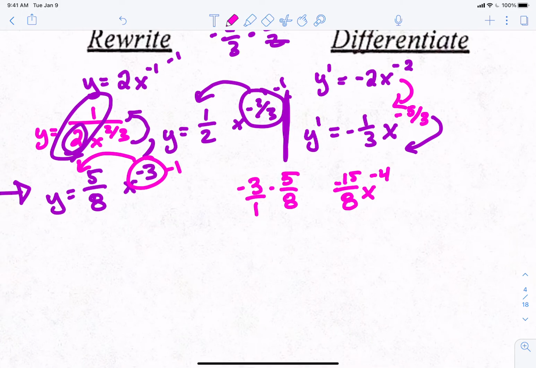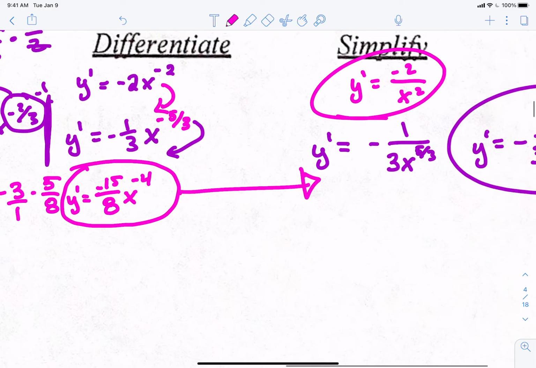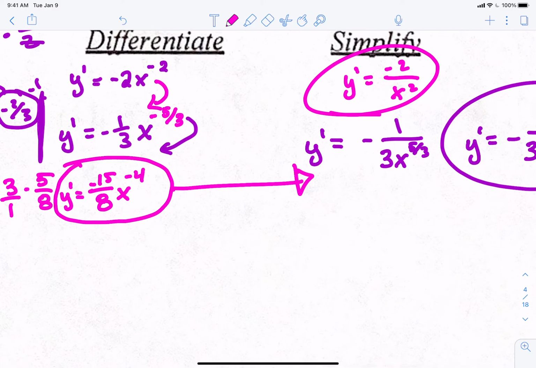-3 comes down in front. Make it a fraction. Multiply by the fraction. -15 over 8, x to the -4th power. That's what y prime is. And that's our differentiation. That's this part right here. Okay, now to rewrite or simplify it, I want that exponent positive.